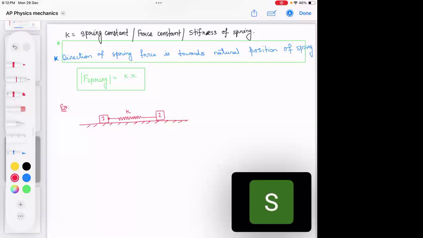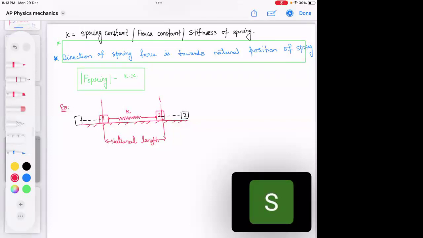Understood? Now what I am going to do is pull these blocks away. Block number 2 is moved here and block number 1 is moved here. Understood? This is called the natural length of the spring. And from the natural length, the total elongation produced is given as x.